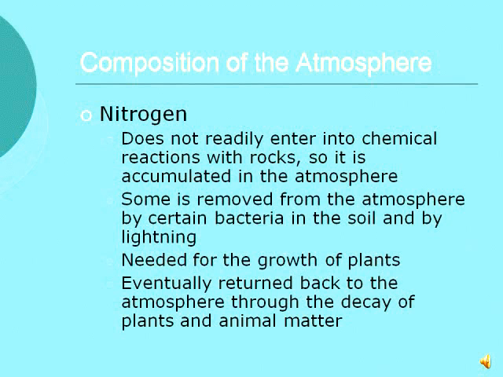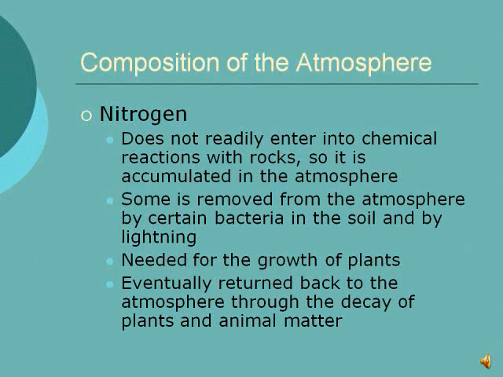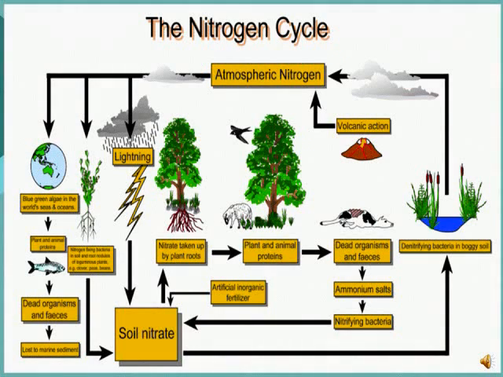Nitrogen does not readily enter into chemical reactions with rocks, so it's accumulated in the atmosphere. Some of it's removed from the atmosphere by certain bacteria in the soil and by lightning. That bacteria is called nitrogen-fixing bacteria. The nitrogen is needed for the growth of plants, and eventually it'll be returned back to the atmosphere through the decay of plant and animal matter. The nitrogen cycle cycles multiple different ways.